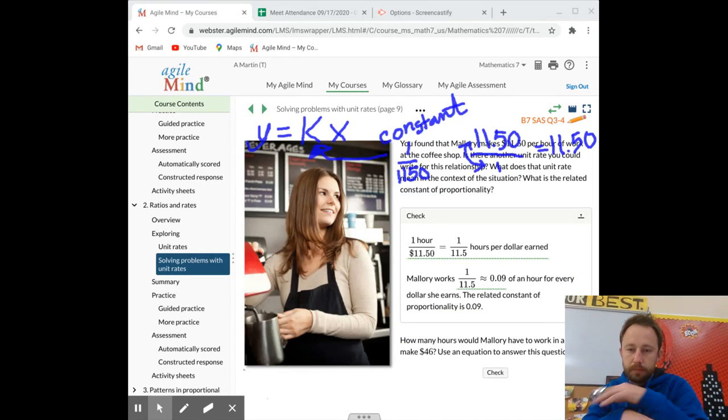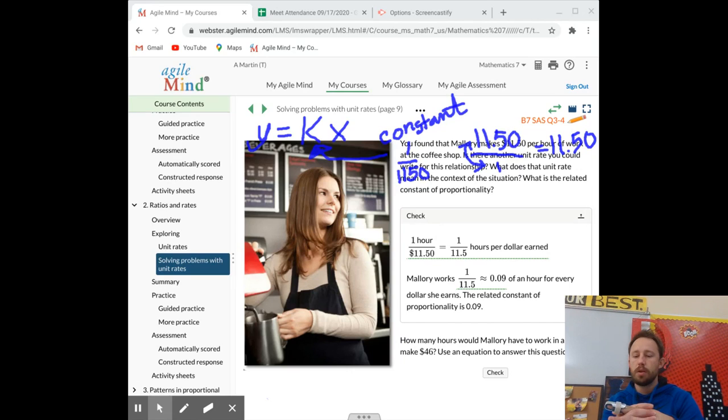Okay. So, how many hours would Mallory have to work in a day to make $46? Use an equation to answer this question. All right, so look right above there where it says check, like what we were actually just talking about.